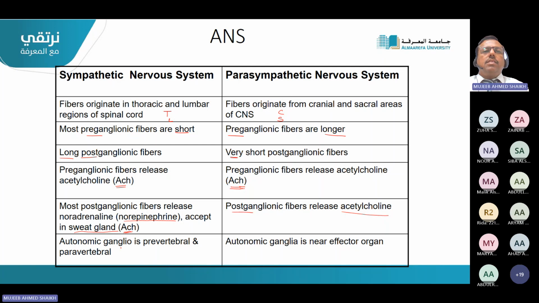The autonomic ganglia are prevertebral. There is a chain of ganglia in the sympathetic system, which is near the vertebra, whereas in the parasympathetic the ganglion is near the organ. The nerve comes here and there is a very short fiber. So this is the ganglion which is near the organ.